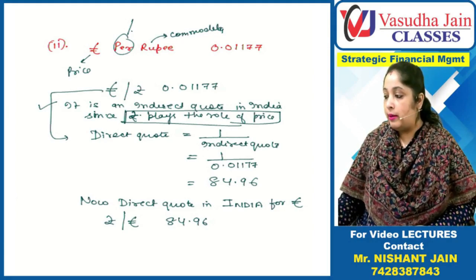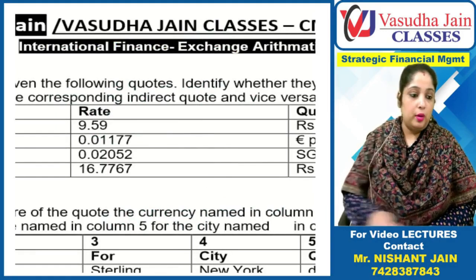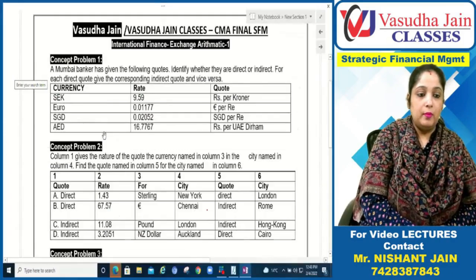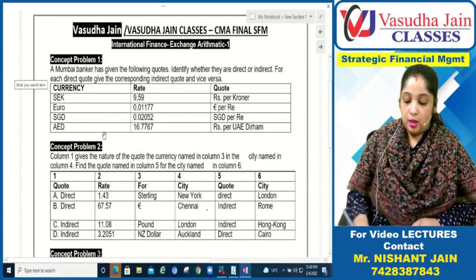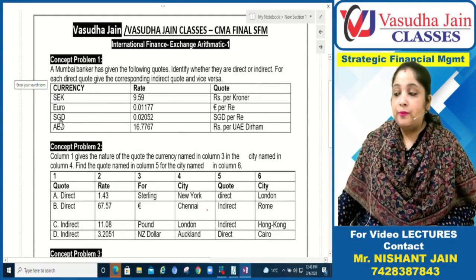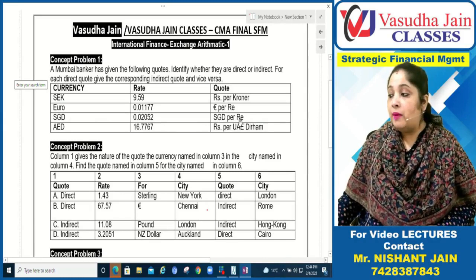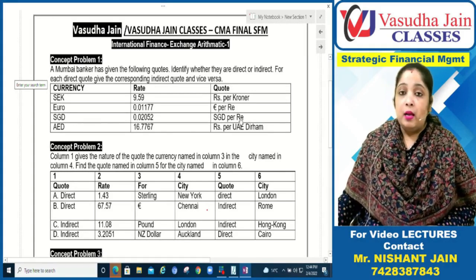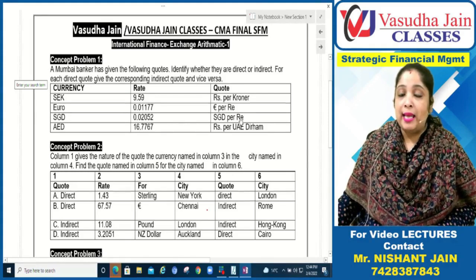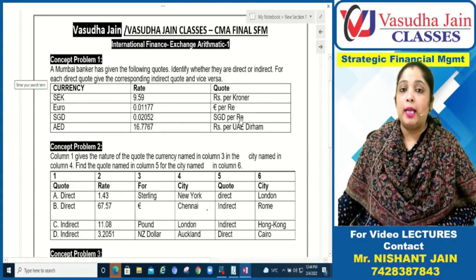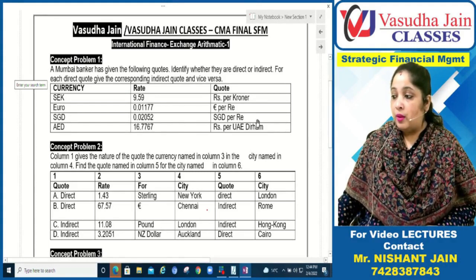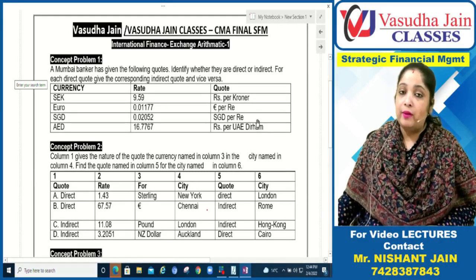So this was the second part. Now let's go to the third part. Let's see whether we can solve it or not. Okay, so now the third part is for Singapore dollars. Singapore dollars, SGD per rupee. Per rupee, 1 unit. Rupees are expressed in 1 unit, and 1 unit means commodity. So rupees is the commodity. Again, rupees is not playing the role of price. Hence, this is an indirect quote in India. So we have to write that it is an indirect quote and then convert.